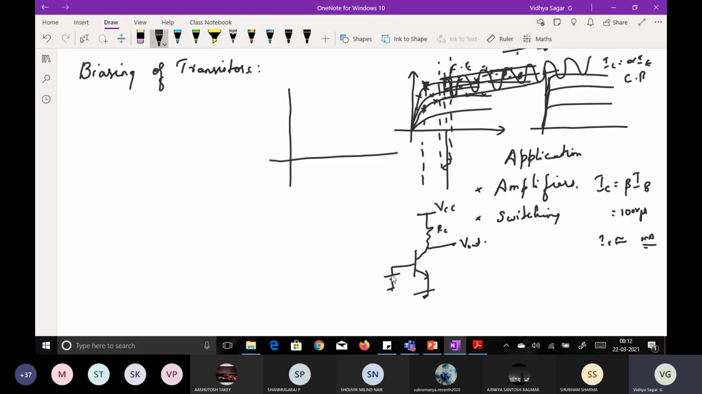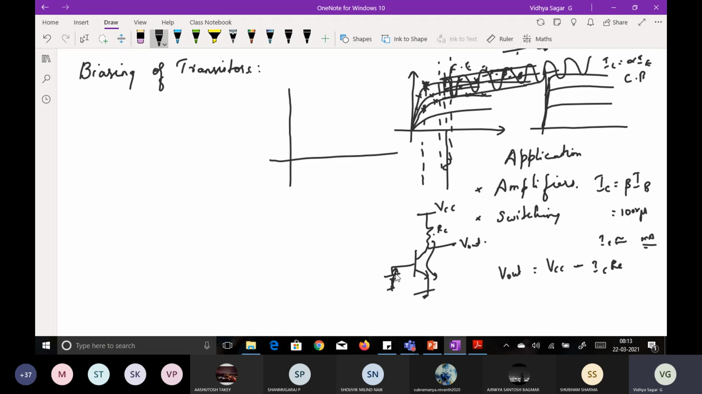Whenever I say that the input is greater than VBE, it means the transistor is on. Fine. If the transistor is on, what does it refer to? The current flows, in this direction. So in that case, what will be V output? VCC minus ICRC. Clear? So I'll have VCC minus ICRC equal to your V output.